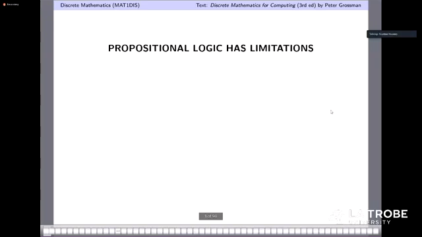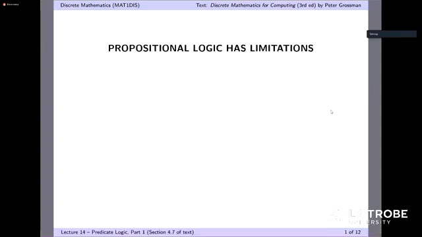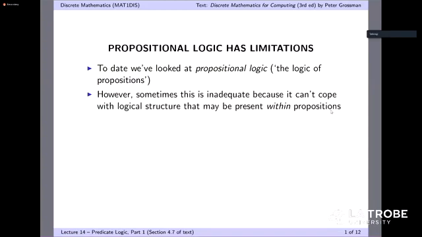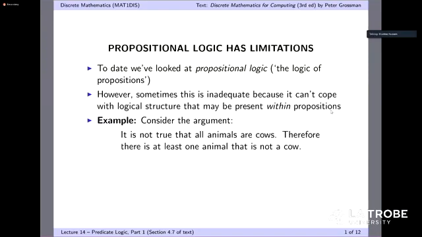And that's what we're going to do today. So propositional logic has limitations. What sort of limitations do we have? However, sometimes this is inadequate because it can't cope with logical structure that may be present. For example, consider the argument. It is not true that all animals are cows. Therefore, there is at least one animal that is not a cow.